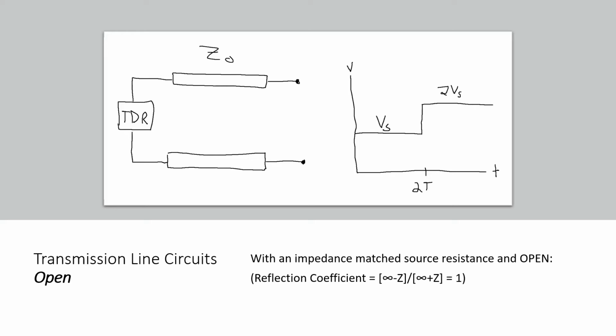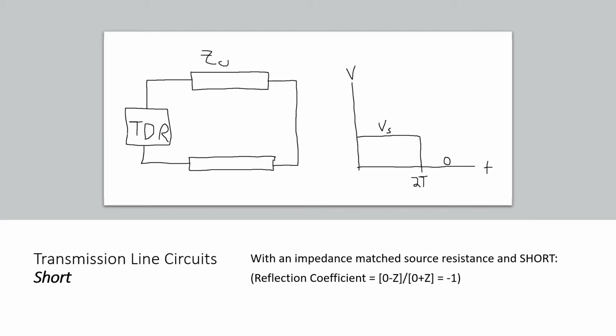So on our voltage readout on our TDR, we start out reading just the voltage from the source, but at time 2T, where T is the amount of time it takes to actually traverse the transmission line, so when it's traversed and then come back, we end up reading a value of 2 times the voltage source. This is because the reflection coefficient is 1, which means that a mirror waveform gets reflected and goes all the way back to the TDR, which will constructively interfere with the initial waveform.